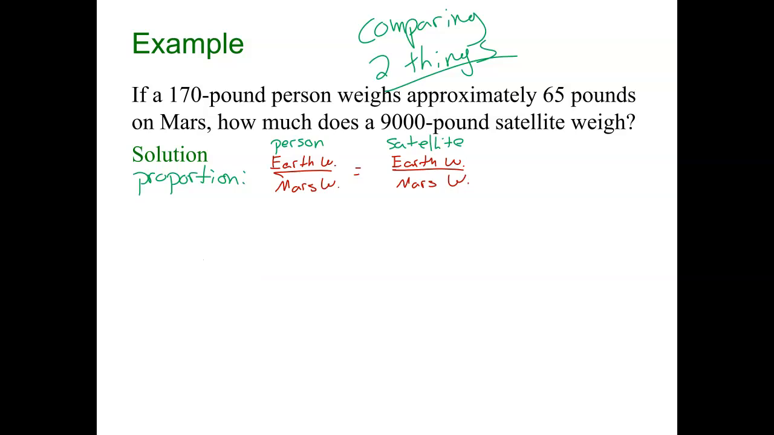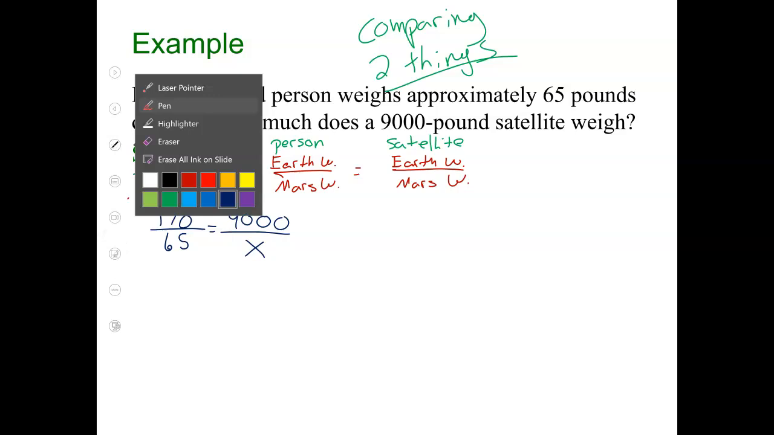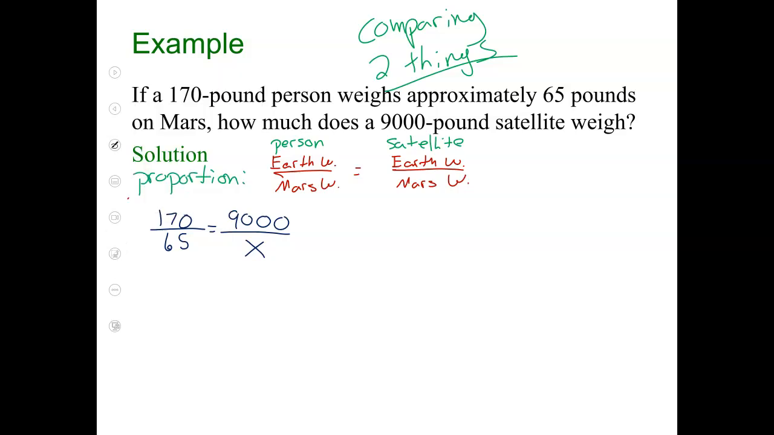And then the two things that I'm looking at are the person and the satellite. Okay? So, what's the person's Earth weight? What's the person's Mars weight? What's the satellite's Earth weight? What's the satellite's Mars weight? x. Because we don't know what that one is. Just follow our same process. We're going to go ahead and find our LCD, which is going to be what? 65x. And what are we going to do with that 65x? Multiply everything by 65x.